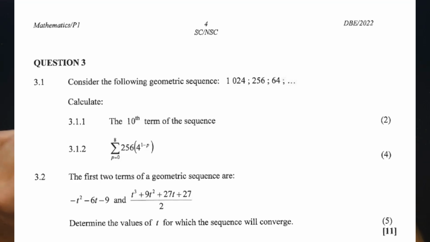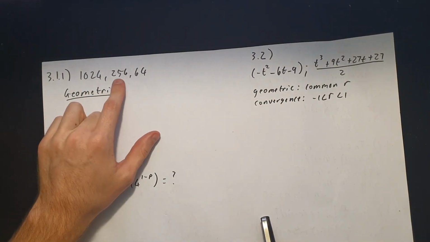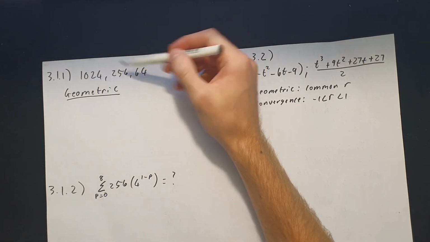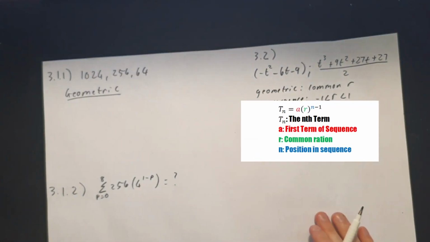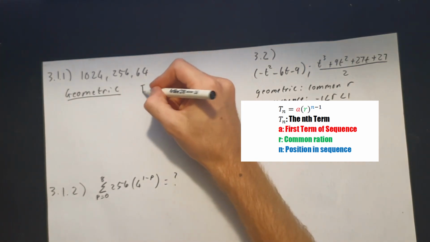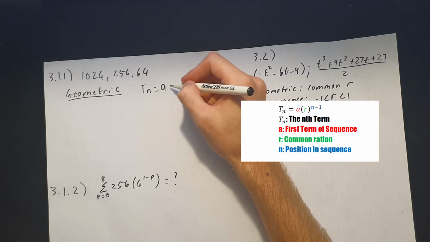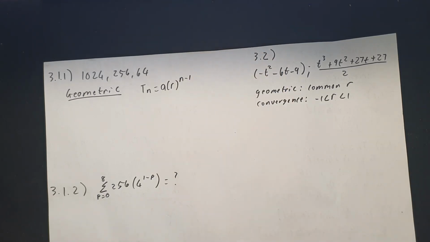Okay, so question 3 says consider the following geometric sequence. They've given us 1024, 256 and then 64. So you can see it's decreasing at one hell of a rate, so therefore it must be geometric. Geometric means we have Tn equals a r to the power of n minus 1. Okay, a is the first term, r is the common ratio, and n is the position in the sequence.